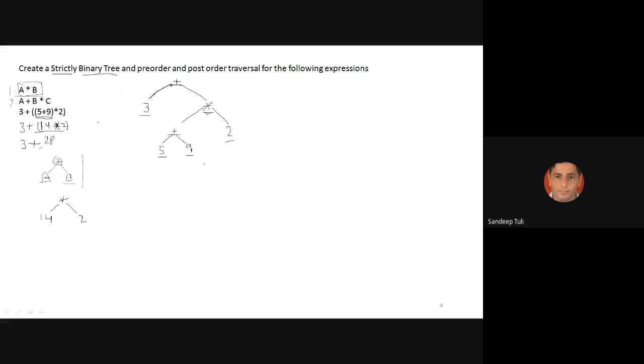Is there any doubt now? Sir, please repeat the previous statement that you just said. All the operands must be leaf nodes. They will never be internal nodes. They must be of degree 0. All the operands like 3, 5, 9, 2 are of degree 0 now. They have no children.